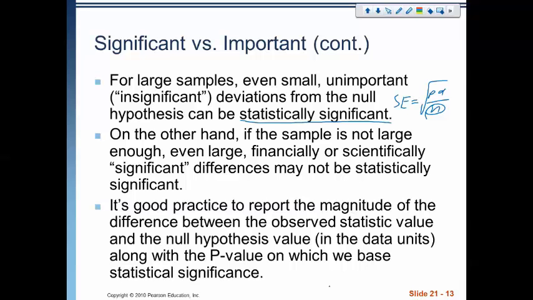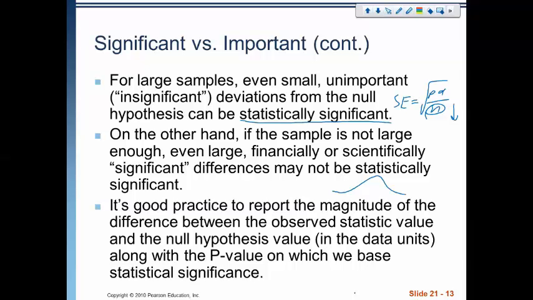On the other hand, if the sample is not large enough, even large financially or scientifically significant differences may not be statistically significant. To take that same argument, if we were to have a very small sample size, like one that is below what we need for our conditions, the deviations away from the null hypothesis could be quite large and still not be statistically significant. It's all dependent on the situation, okay?